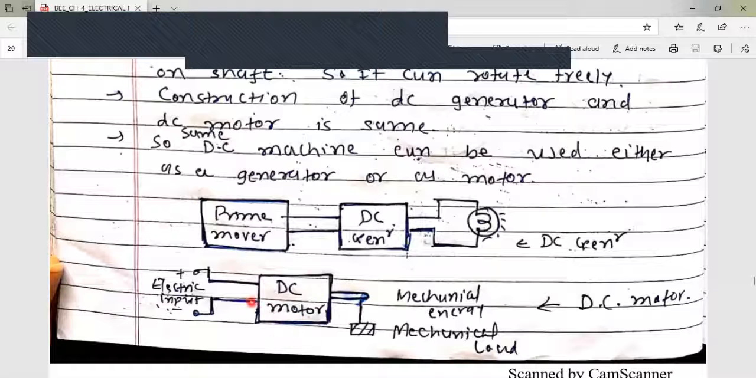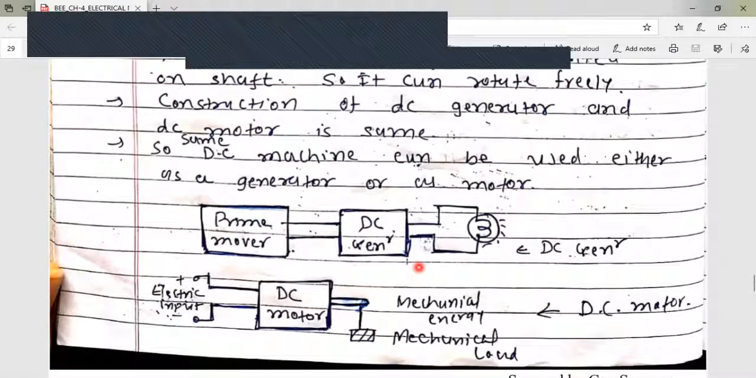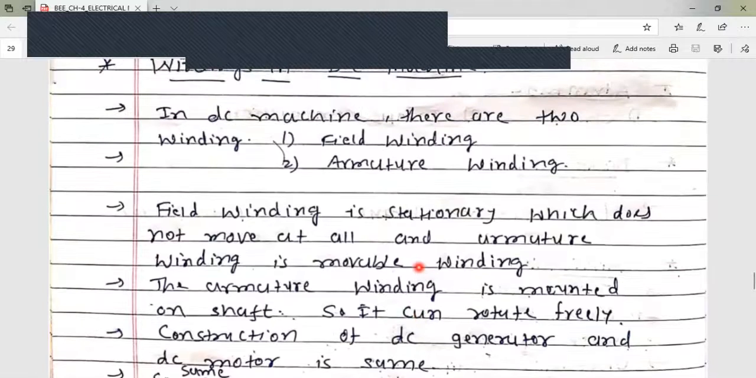In motor, we apply electrical energy and the output is mechanical energy. In generator, the input is mechanical energy and the output is electrical energy. Okay. So keep in mind that in DC machines, two windings are used, field winding and armature winding. Field winding is steady, but armature winding is the movable winding.